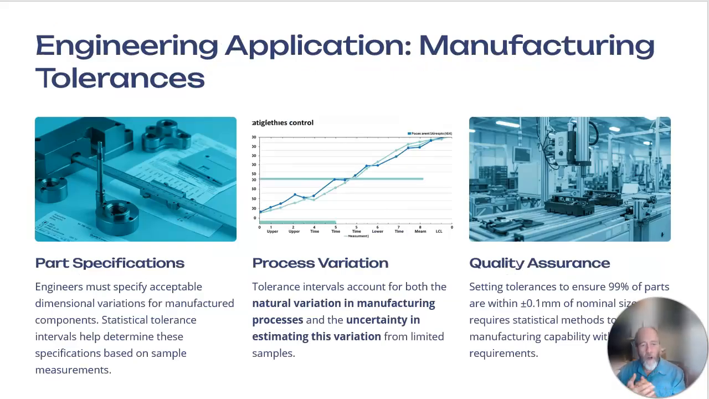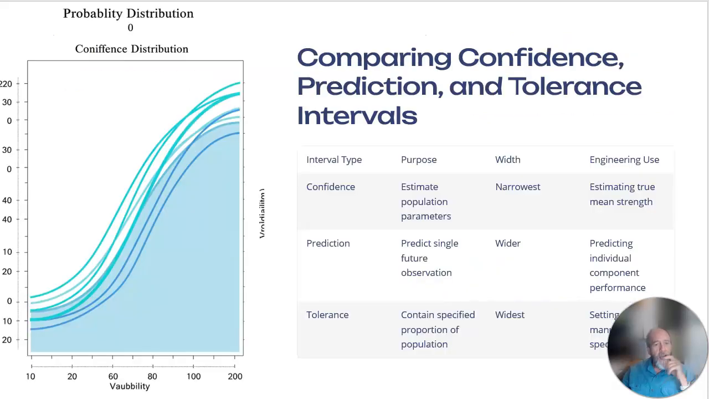Part specification, quality assurance, and process variation are the 3 biggies inside of engineering that you do with this. And you can compare the 3. I gave you some comparisons, but the big place that you're going to be using that tolerance is going to be manufacturing specifications. You still use confidence intervals inside of manufacturing because you may have to figure out the strength of material. And you do it from samples and you get the mean, and that's a confidence interval. And you know what an estimate is.